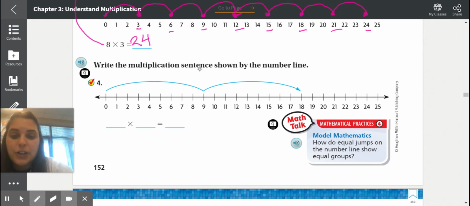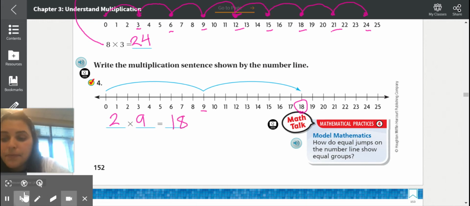Write the multiplication sentence shown by the number line. So let's look at, we always start with groups. The first jump goes from 0 to 9, and then from 9 to 18. How many jumps is that? 2. So that's 2 groups, and there are how many in each? Well, the first one goes from 0 to 9, so that means the second one must go from 9 to 18. That's also 9, because they need to be equal. So 2 times 9 is 18.